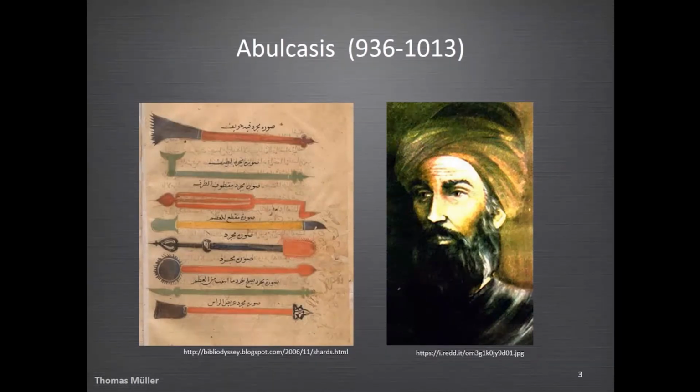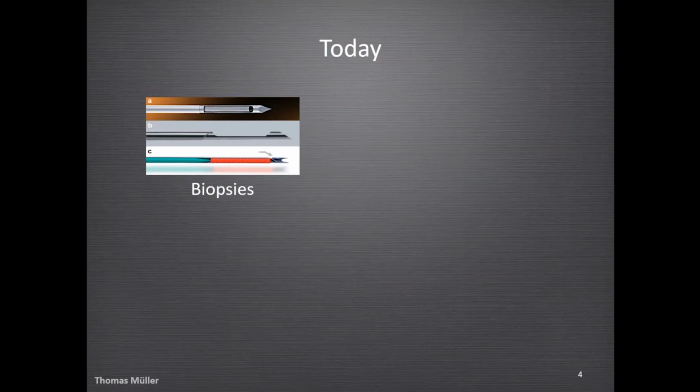And what happened 1,000 years ago? I take you back to Spain 1,000 years ago. There was a famous physician, Abul Qasis, and his desire was to get into the body and to get specimens out of the body. He invented many instruments, as you can see on the left side, for taking biopsies and probes and specimens out of the body. That was 1,000 years ago. Imagine that. His disadvantage was, however, that he didn't know where he had to puncture unless he did palpation. So the desire to get specimens out of the body is pretty old, and today's applications are quite modern.